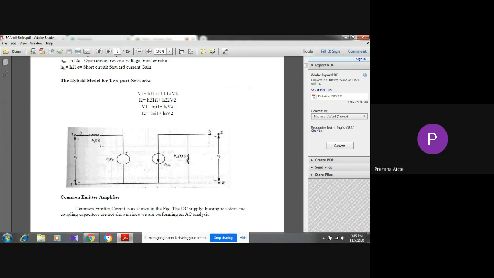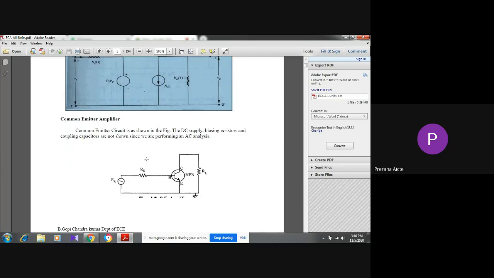Okay, so in this circuit, what are the elements presented? This is HI resistor, and the current flowing through it is HI into I1, and this is the voltage source, HR into V2. This is the input section, and this is the output section. This is the current source, HF into I1, and admittance HO into I2. This is resistance. So this is the H parameter equivalent model of BJT.